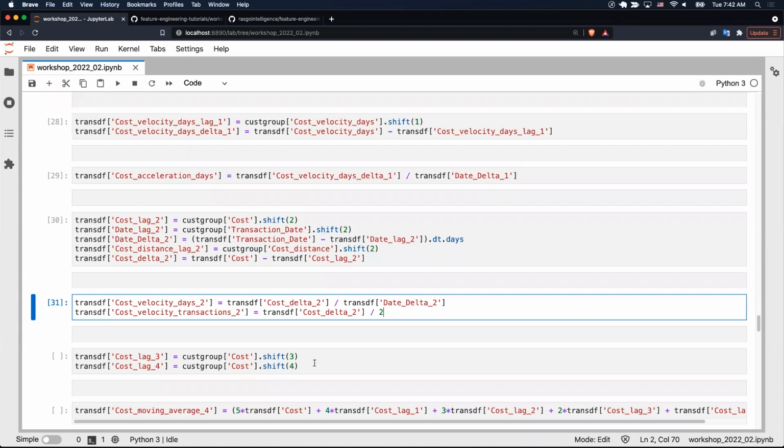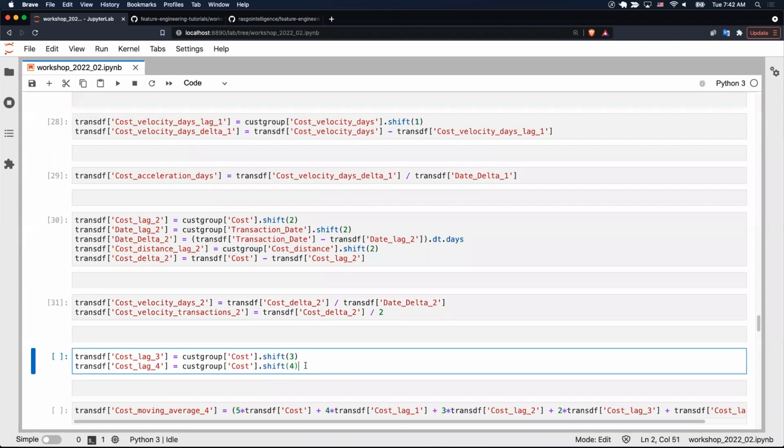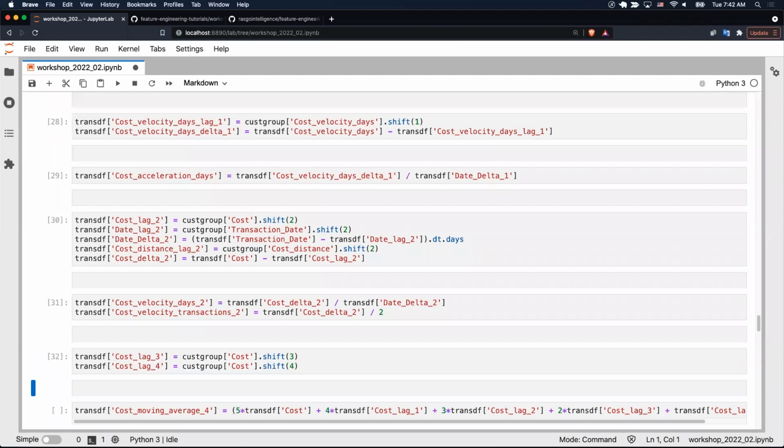Okay, and then just because I think additional legs are always useful, I'm now going to grab 3 transactions ago and 4 transactions ago. And so at this point, I have the current purchase price or the current purchase amount, the purchase amount 1 transaction ago, 2 transactions ago, 3 transactions ago, and 4 transactions ago. And I could calculate a weighted moving average.